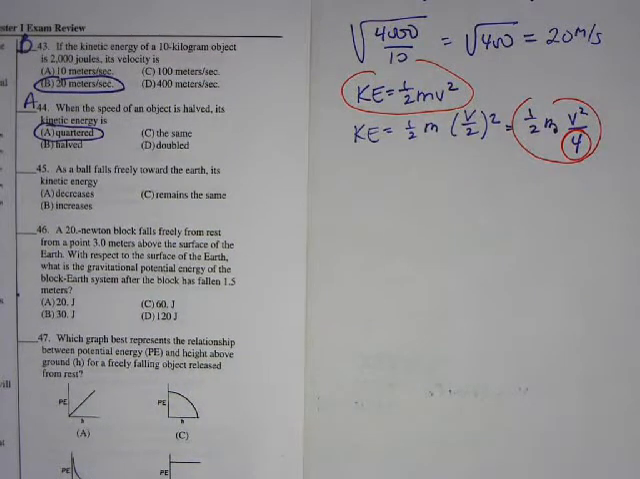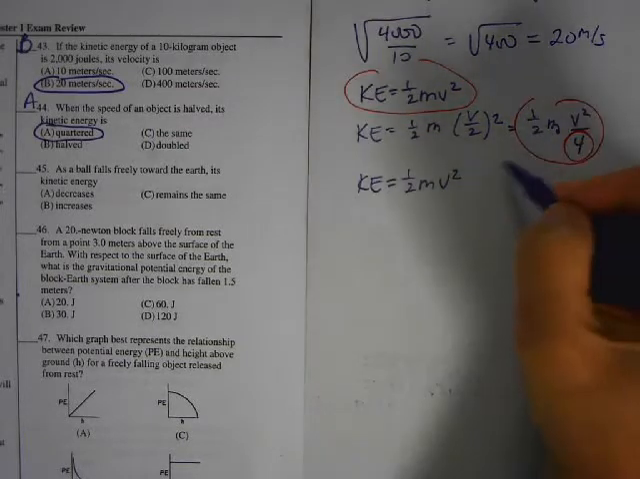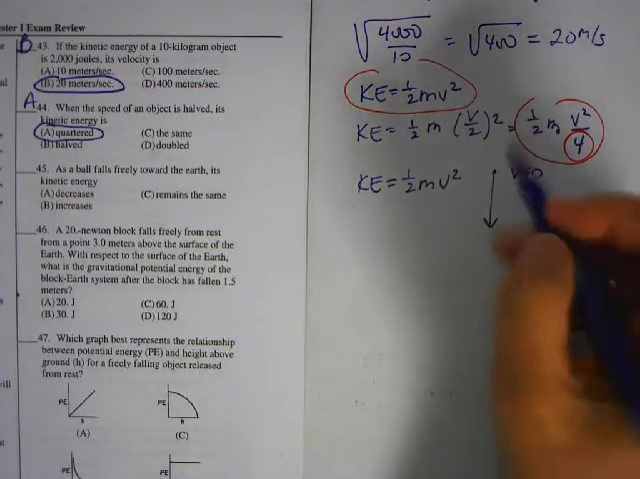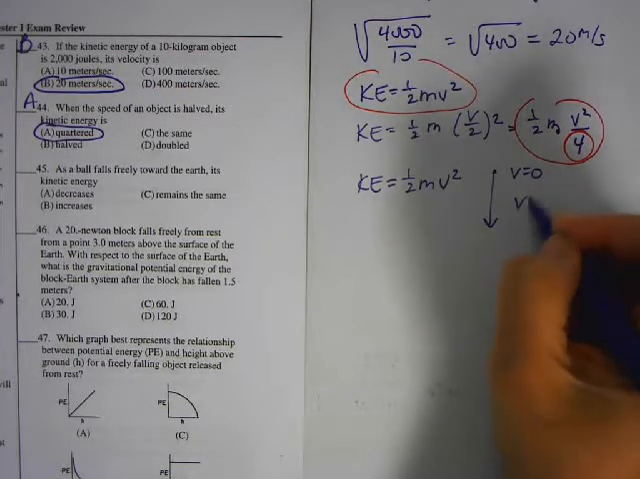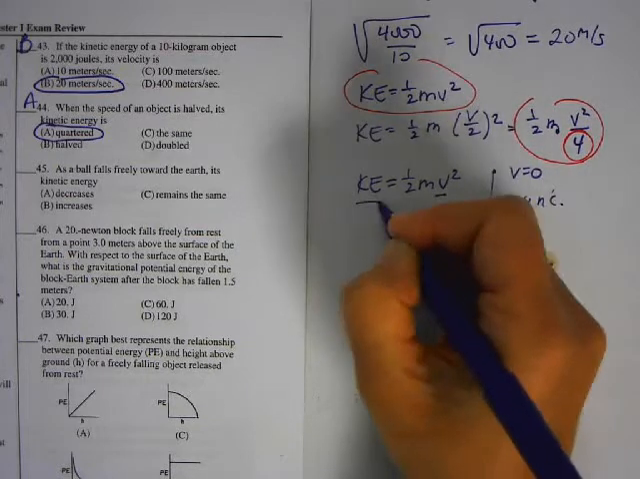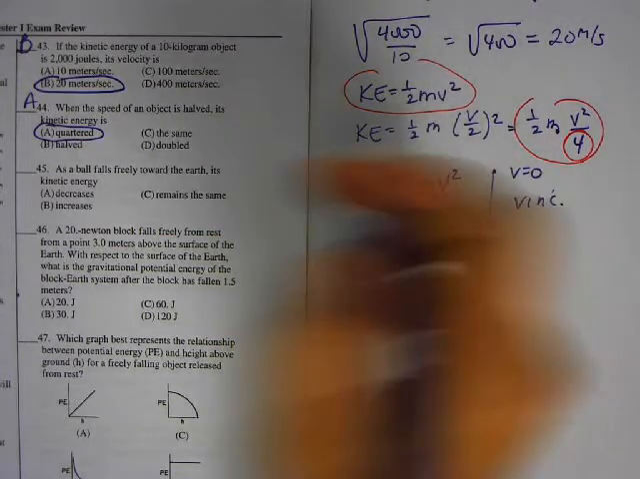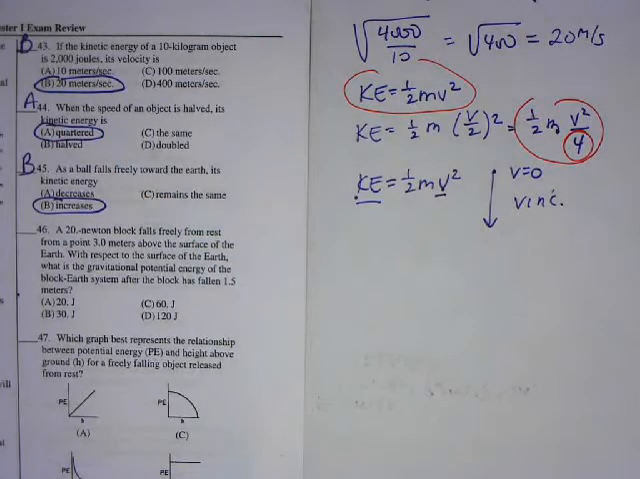Number 45. As a ball falls freely toward the earth, its kinetic energy. So I know kinetic energy is equal to 1/2 mv squared. So a ball starts to fall. Well, initially the velocity is 0. Gravity is pulling it down, so the velocity is going to increase, increase, and increase. I see velocity and kinetic energy are directly proportional. So as velocity increases, the kinetic energy is also going to increase. If you write down the equation, it helps you to visualize it because most people are visual learners.